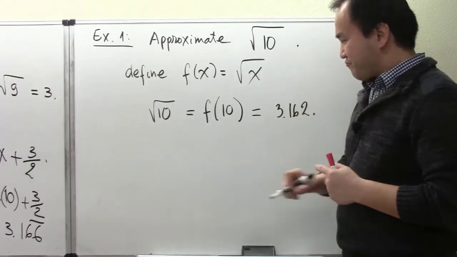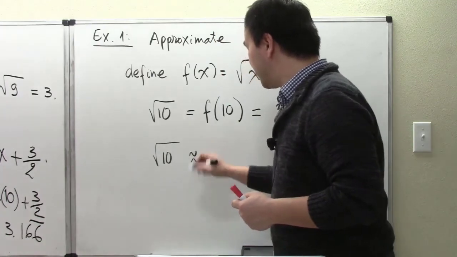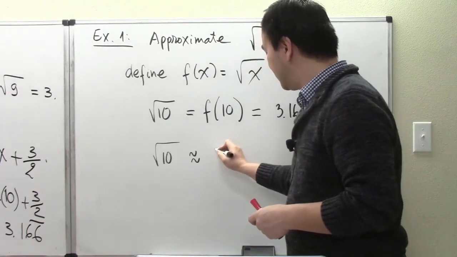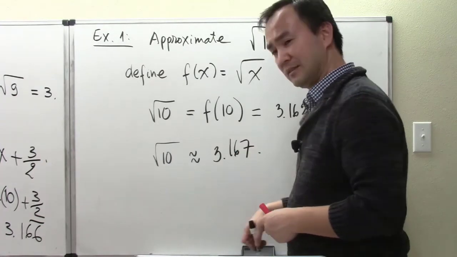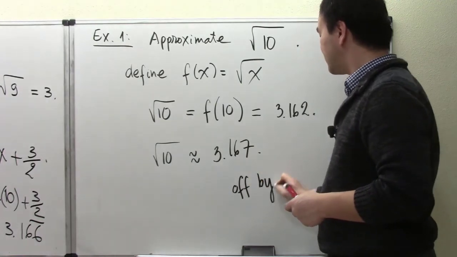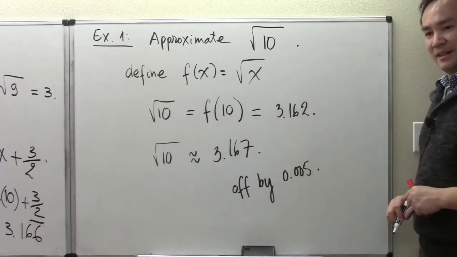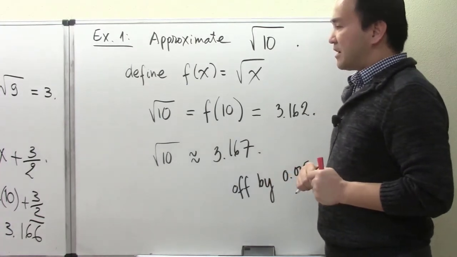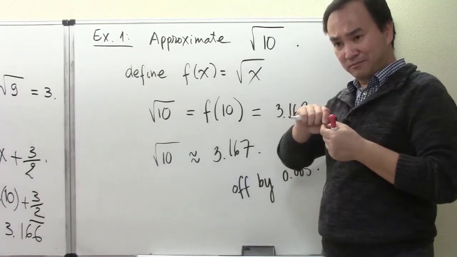And so now, using the approximation, we got square root of 10 using the linear approximation, using the linearization at x equals 9. Square root of 10 can be approximated by 3.167. How far off are we? We're only off by 0.005. It's not so bad. That's the whole usefulness of using the linear approximation. And now, why is it called linear approximation? Because we use a linear function.